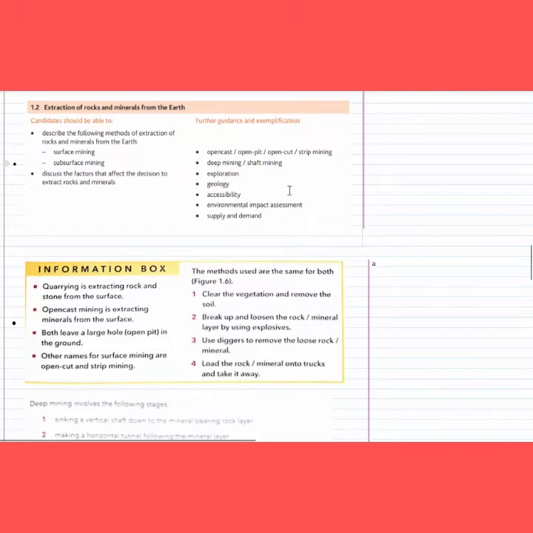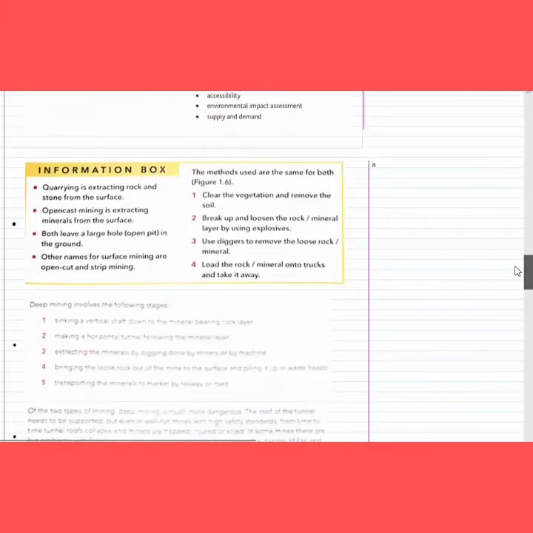So if you know it at your fingertips, that if you're talking about factors, you're talking about exploration, geology, accessibility, environmental impact assessment, supply and demand, you can simply attain marks by quoting what's written in the syllabus, okay? Now, if we talk about open cast mining, we can compare it with quarrying, okay?